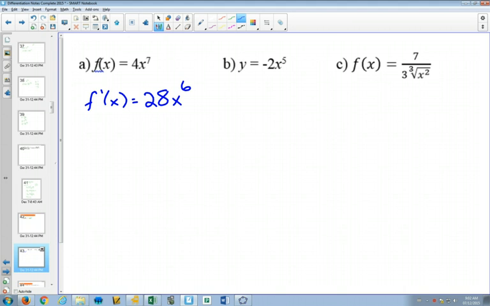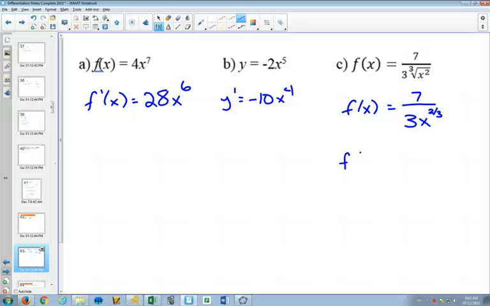Okay, another 15-second head start. How did you do? And then in part C, we do have to take some time, and take your time on this. Take your time to change it to the proper form.